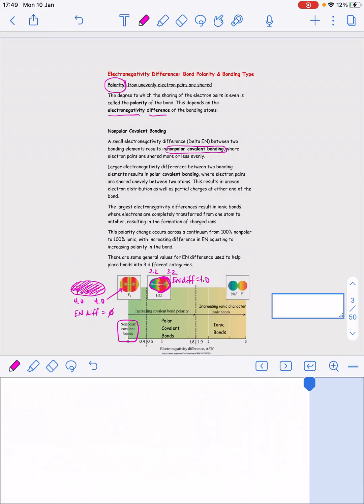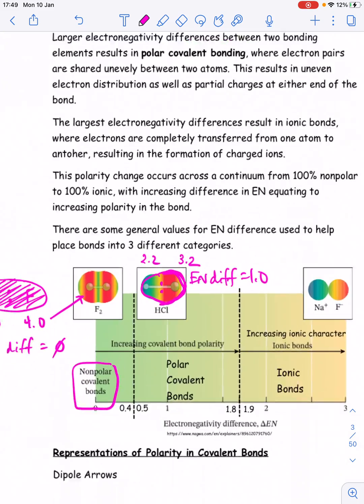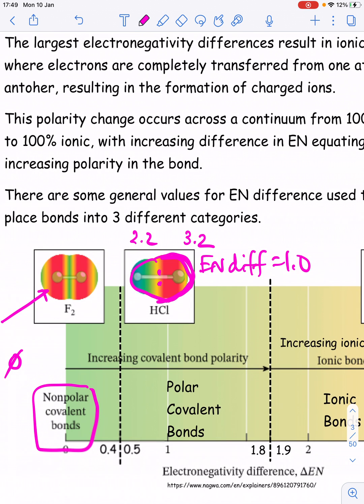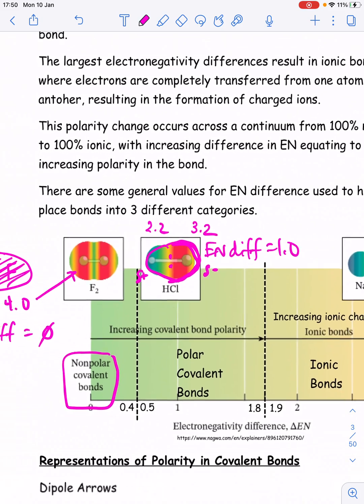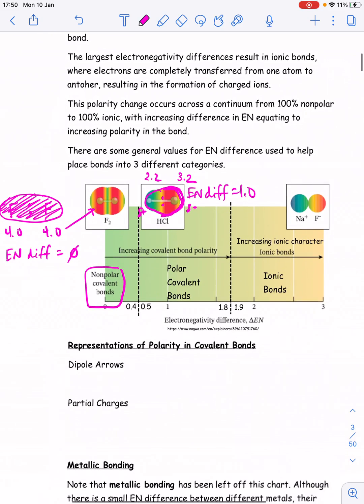And what that results in is a little tiny bit of negative charge at the end where we have the chlorine atom, and a little bit of positive charge on the end where we have the hydrogen atom. So it doesn't mean that it's an ionic bond. We haven't formed full charges, but there is this very tiny amount of charge on either end of that hydrogen to chlorine bond. So those are called partial charges.